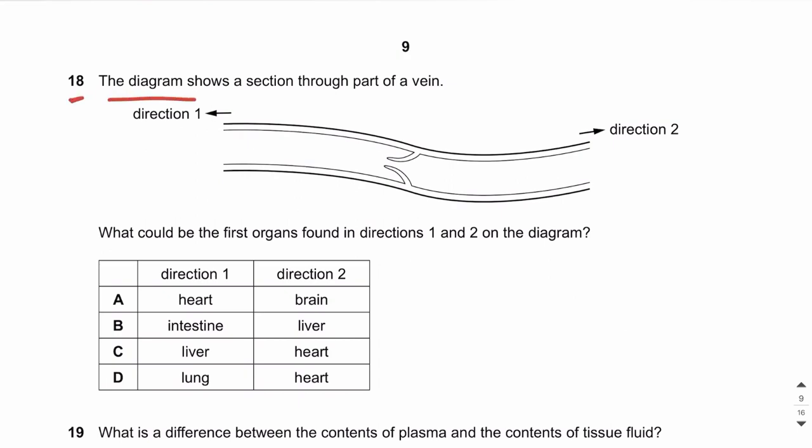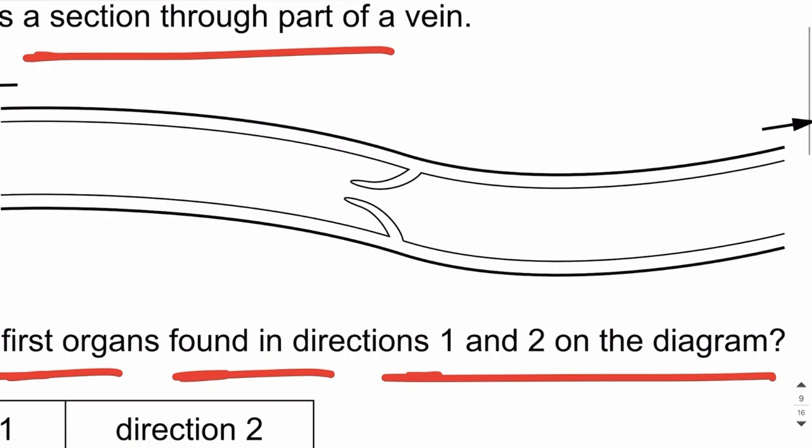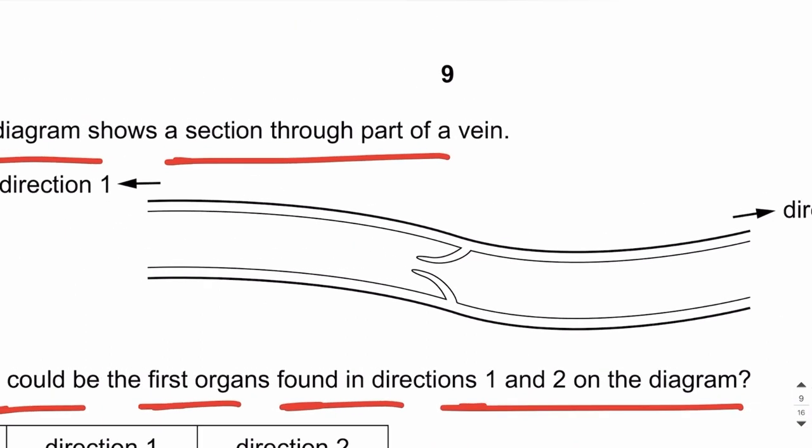The diagram shows a section through a part of a vein. What could be the first organs found in directions 1 and 2 on the diagram? So guys, whenever you see a vein and you see a valve, obviously veins have valves. So valves basically guide you the direction of blood flow. And always remember that wherever the valve flaps point, that is the direction of the blood flow. So the blood is flowing in this direction, right?